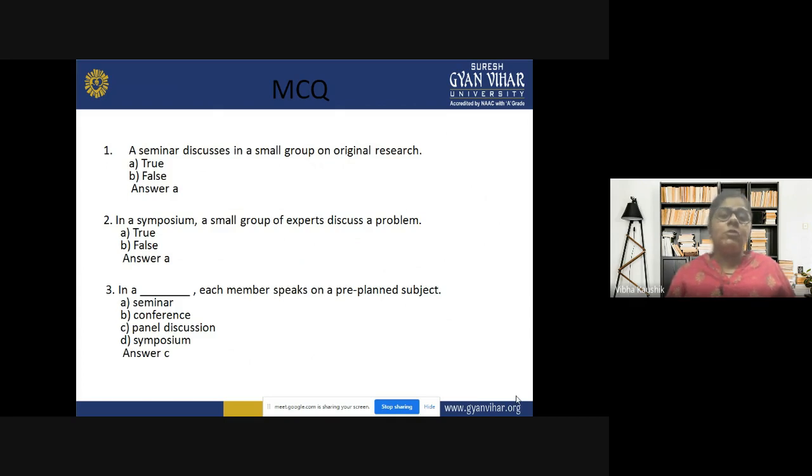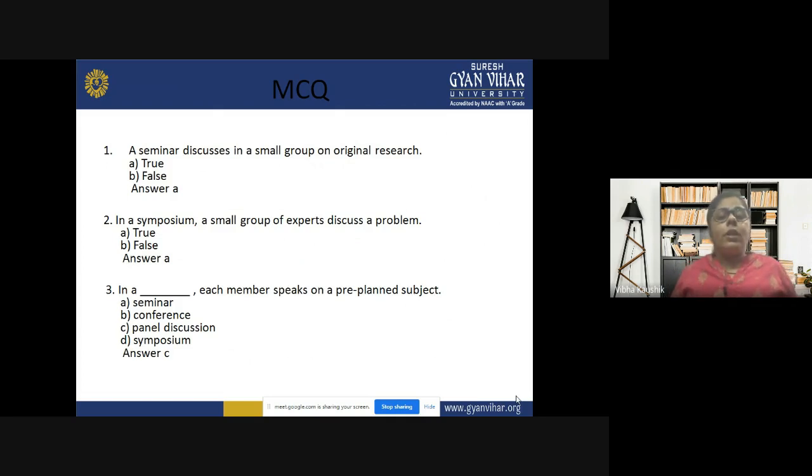Now you have to select the correct answer on the basis of the given choices, and the correct answer will be option A, that is, this statement is true, as a seminar discusses in a small group on original research. Now, the second one: in a symposium, a small group of experts discuss a problem.